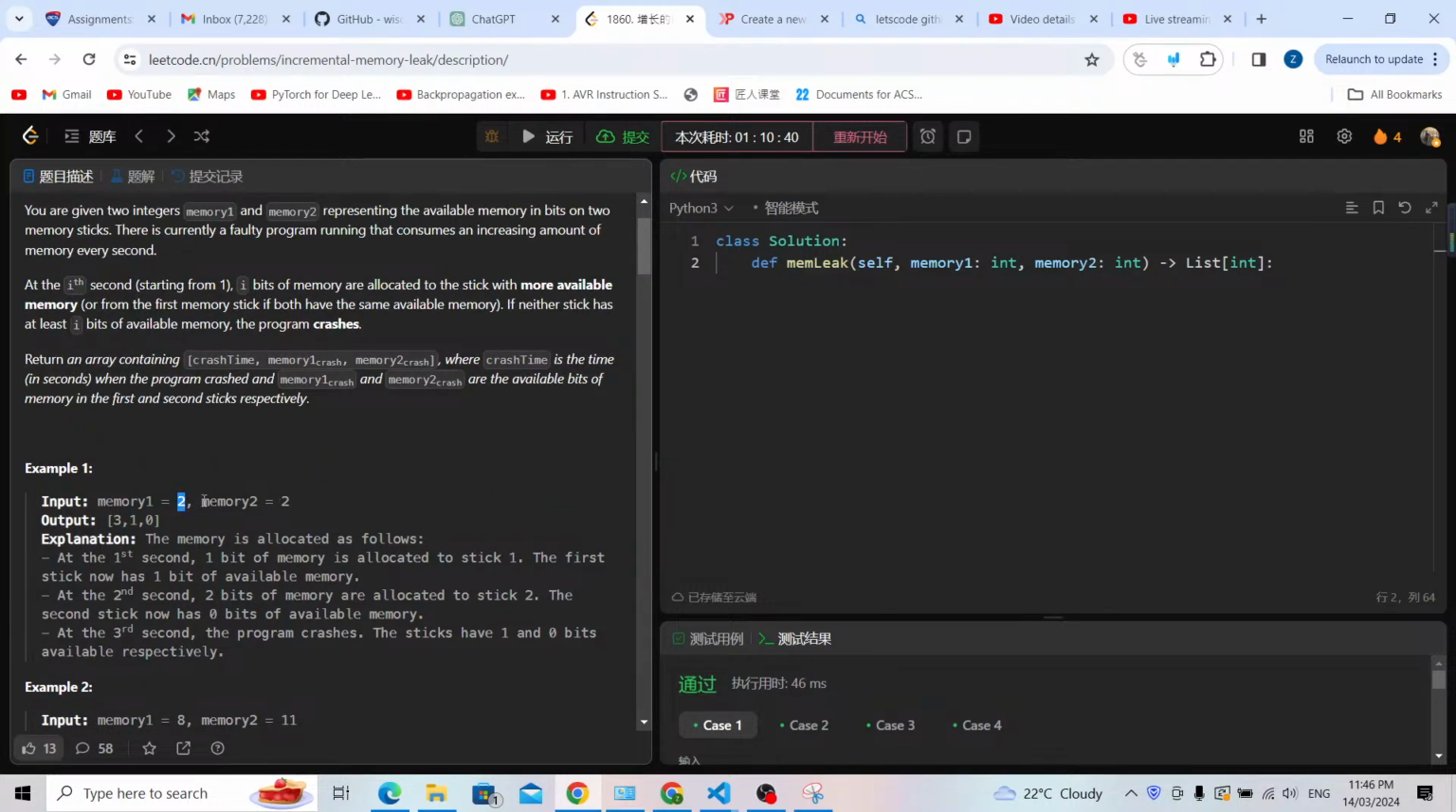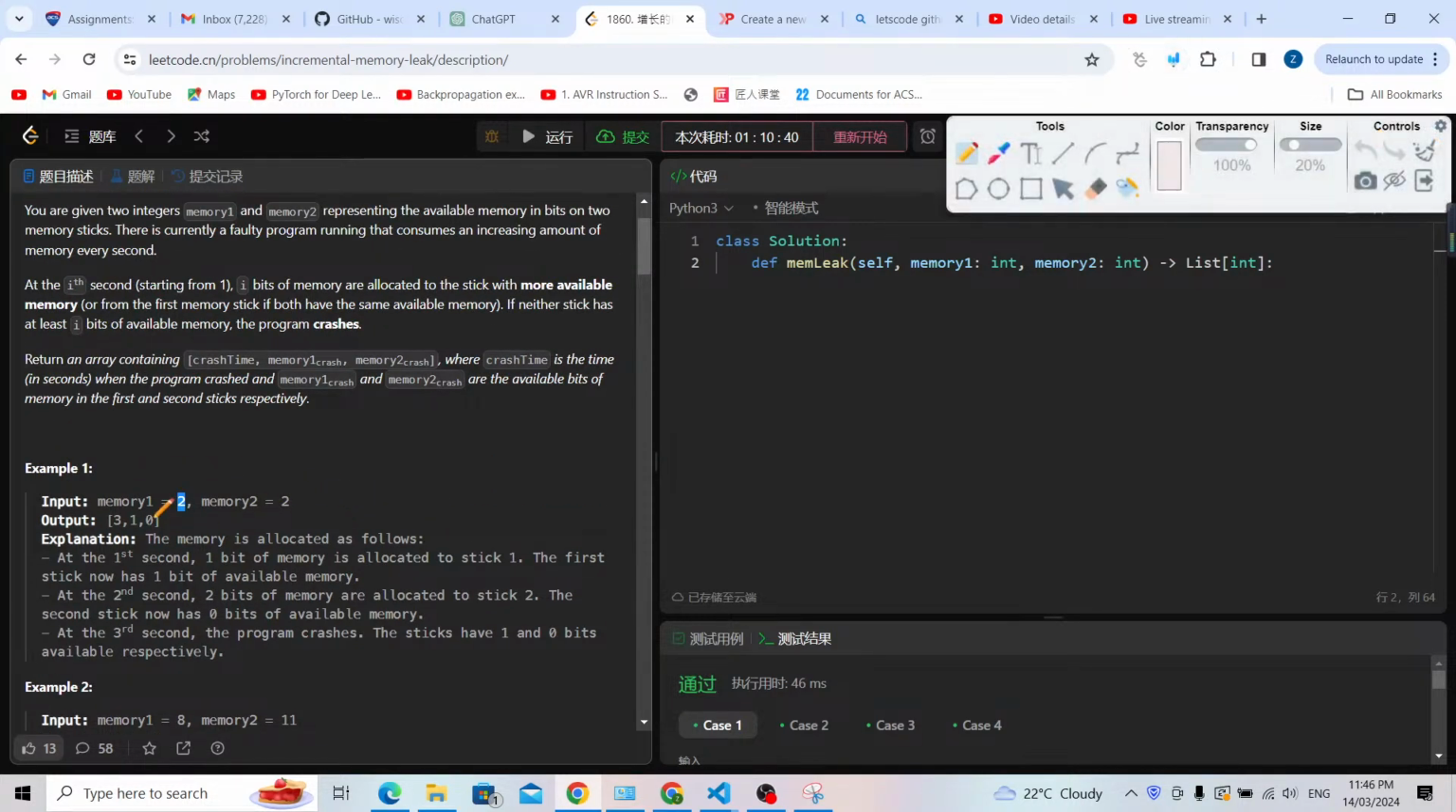So we have the memory. So let me draw it. We have memory 1 with 2, memory 2 with 2. So our rule says that we're gonna always choose the maximum memory first. If they are equal, we're gonna always choose memory 1 first. Yeah. So this is according to here.